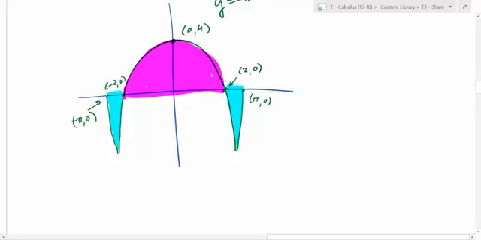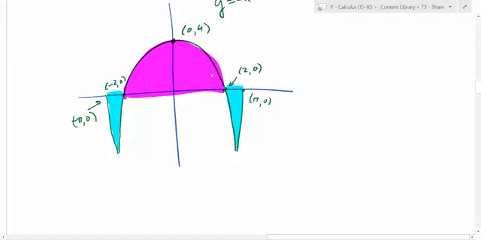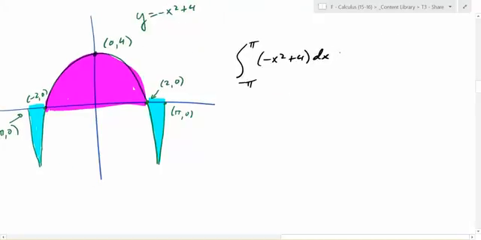So if you were to just do the integral, some of you might have set up the integral from negative pi to pi of negative x squared plus 4 dx. If I just said that, would that give you the area? No, what does that equal? That equals the displacement, right? If you did this, what would you end up with? You'd end up with the purple minus the blue. What do you want to end up with?